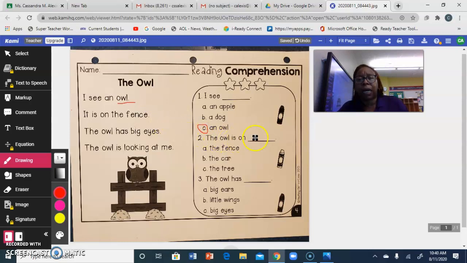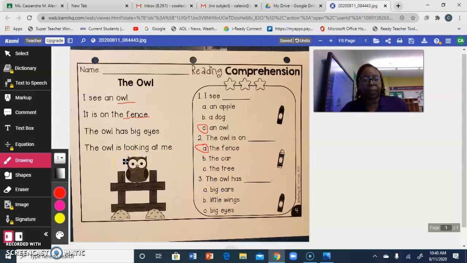So then it says, the owl is on a what? A, the fence, B, the car, or C, the tree. So it says, it is on the fence. Look, there's my answer, fence. So then I'm going to circle A. So then number three is the owl has A, big ears, B, little wings, C, big eyes.